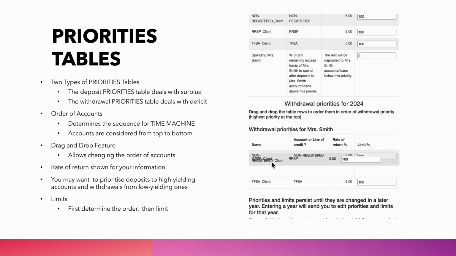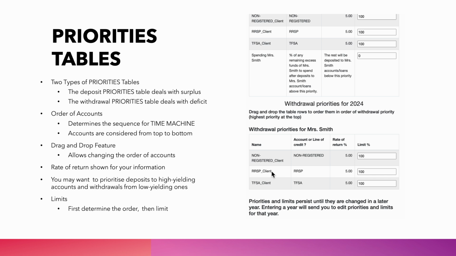The rate of return of the account is shown for your information. You may want to prioritize deposits to high-yielding accounts and make withdrawals from low-yielding ones. There's also a limit column that I'll discuss later.